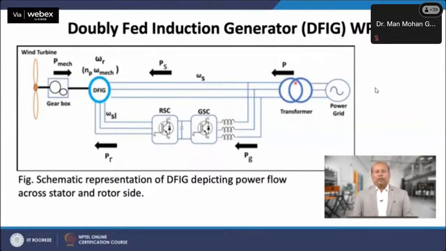Whereas during the synchronous mode of operation, there is no power injected or absorbed from the rotor, and the entire power flow from the wind system is transferred to the grid via the stator itself. In summary, by controlling the RSC and GSC, the DFIG wind system can be made to function in all three modes of operation.